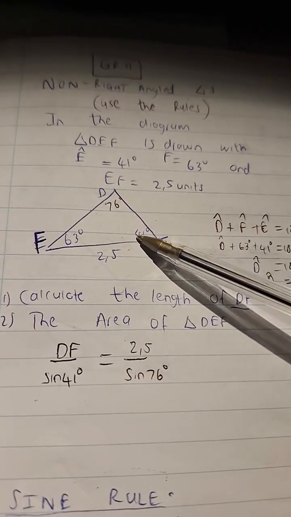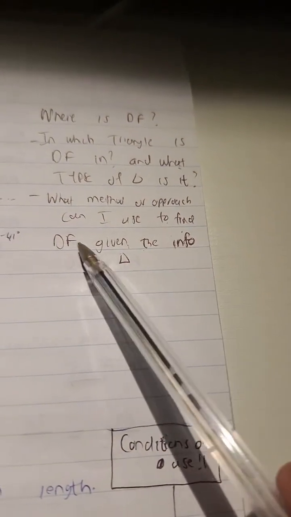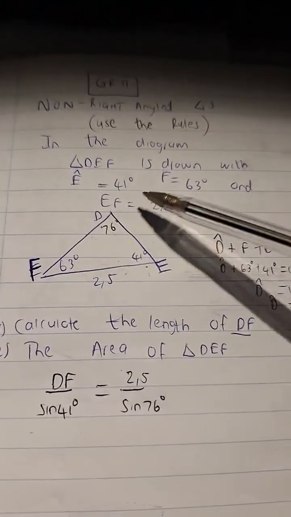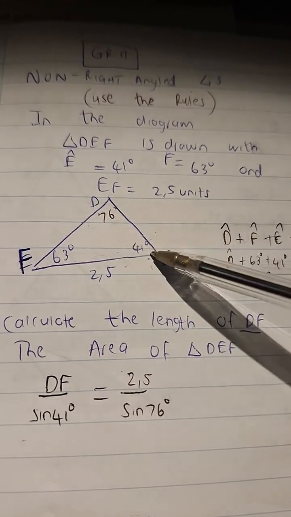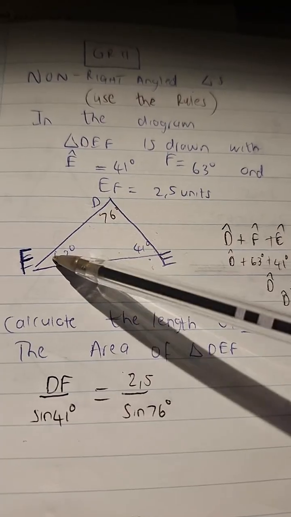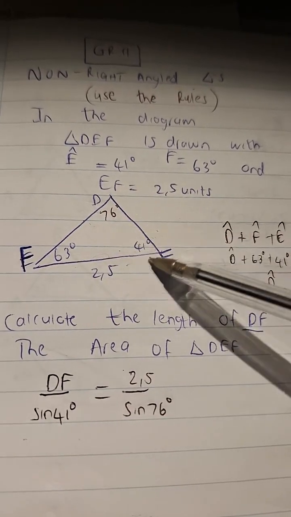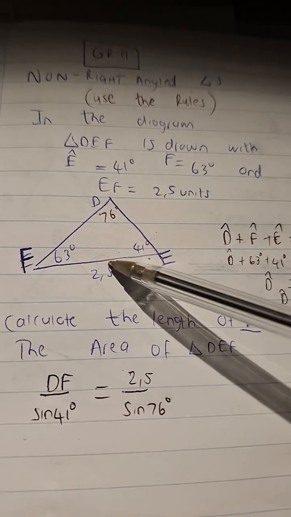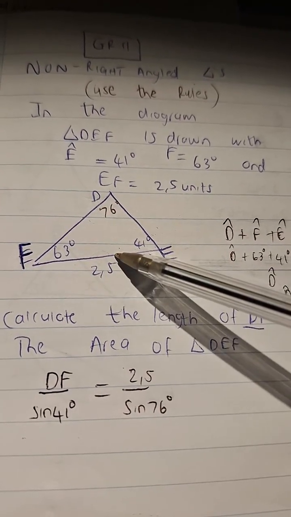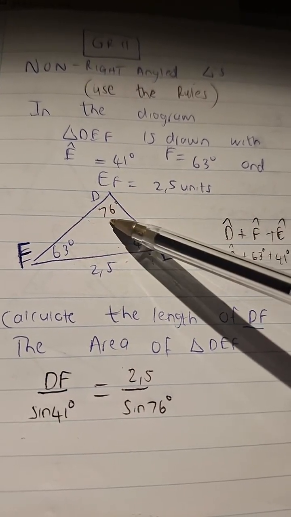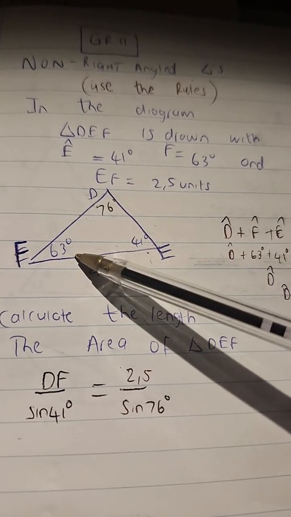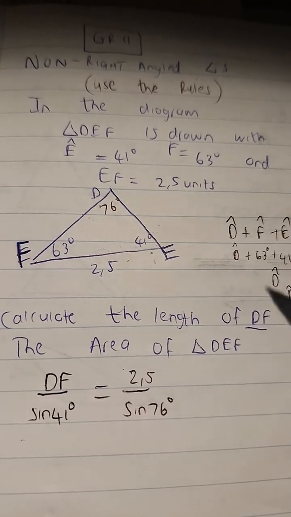So if we go back to the problem that I had just looked at, we want to calculate the length of DF. We are at the point where we are asking what method or approach we can use to find DF given the information in the triangle. We have DF. It is opposite which angle? 41 degrees. DF, the side, is opposite this angle, 41 degrees. But also given to us is the side 2,5, that's FE, with its angle 76 degrees. 63 degrees, on the other hand, does not have a side given to us.